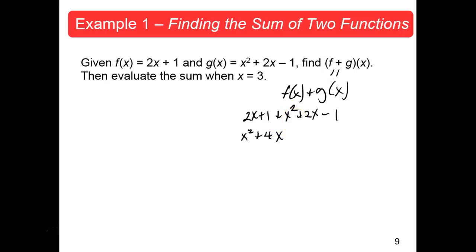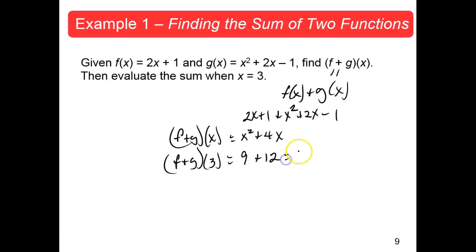Okay? Now, the next thing it says is evaluate this sum when x is equal to 3. So this is what we call (f plus g) of 3. Okay? So what do we do? Plug it in. (f plus g) of 3 would be 9 plus 12, equal 21. Okay, pretty straightforward. Correct. Hopefully it's exactly like you would expect it to be.